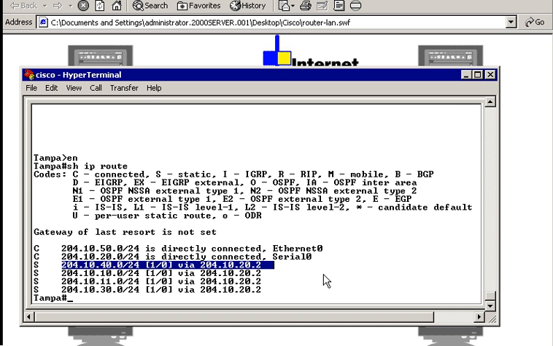Now, why do we route? Why do we even worry about it? Well, we do it so that we can segment our network. We want to segment our network for a number of reasons. Let's talk about that real quick.